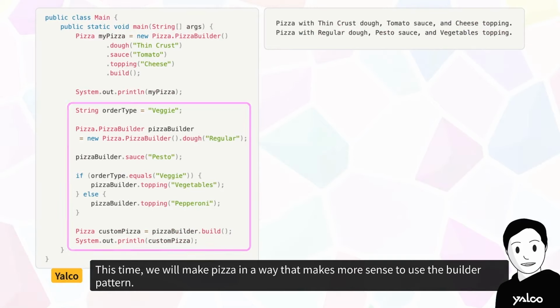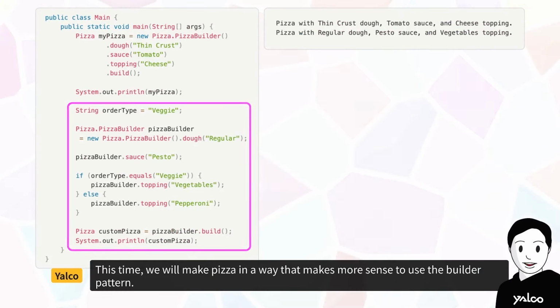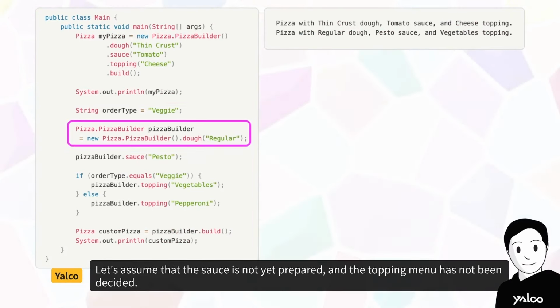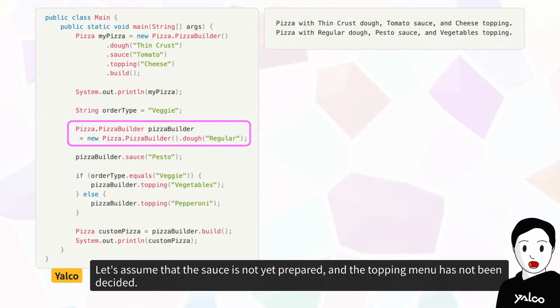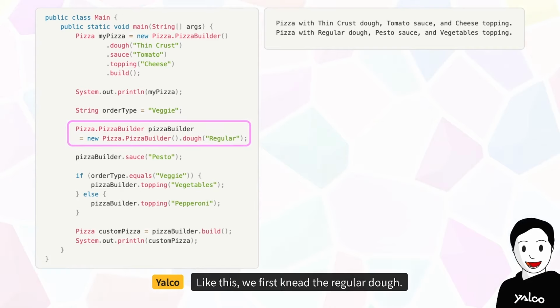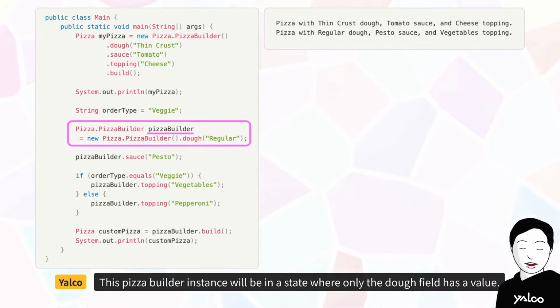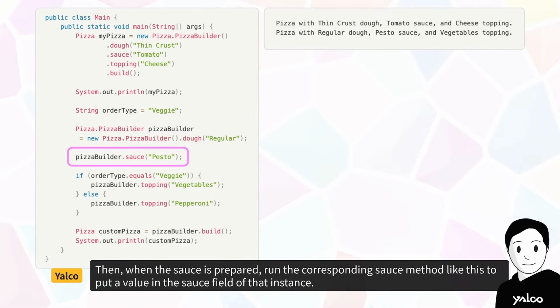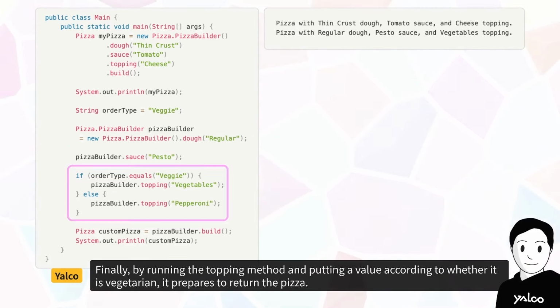This time, we will make pizza in a way that makes more sense to use the builder pattern. Let's assume that the sauce is not yet prepared and the topping menu has not been decided. Like this, we first knead the regular dough. This Pizza Builder instance will be in a state where only the dough field has a value. Then, when the sauce is prepared, run the corresponding sauce method like this to put a value in the sauce field of that instance. Finally, by running the topping method and putting a value according to whether it is vegetarian, it prepares to return the pizza.